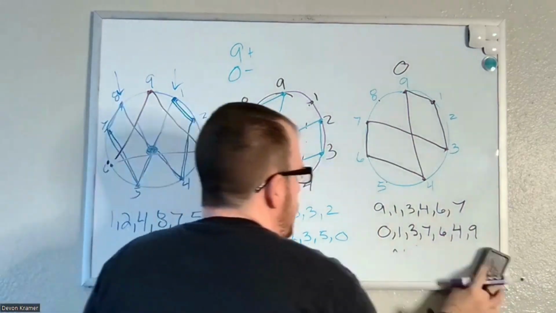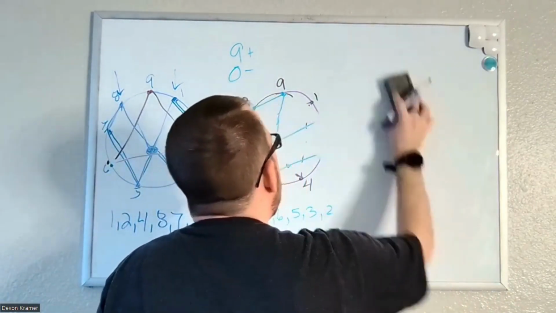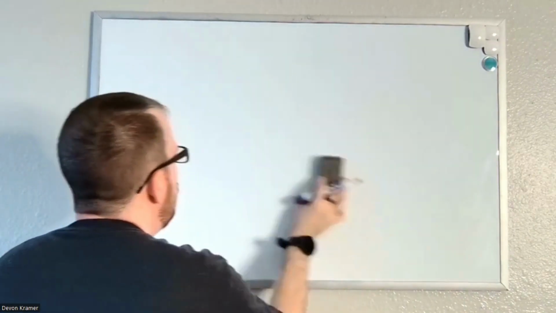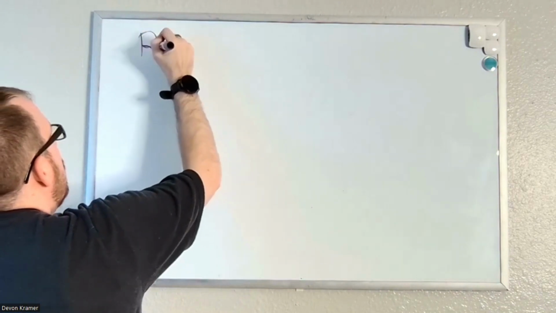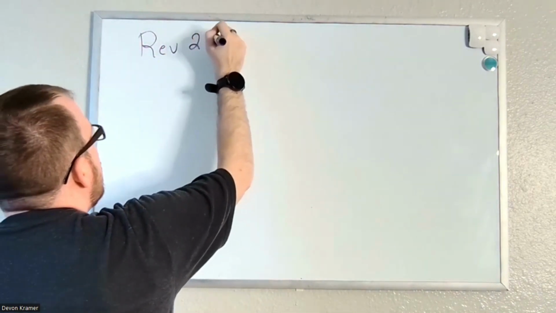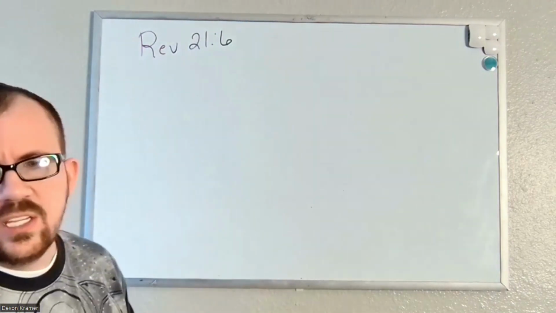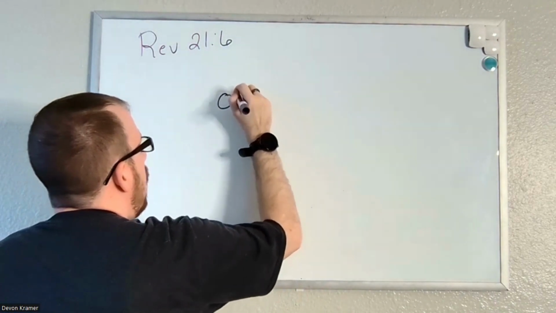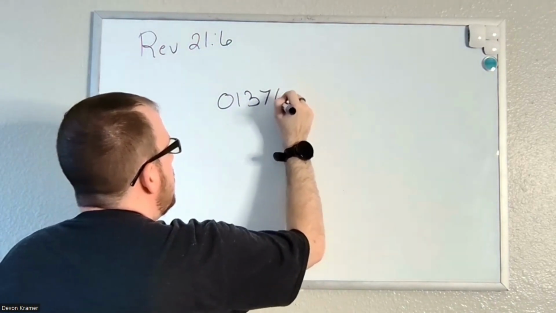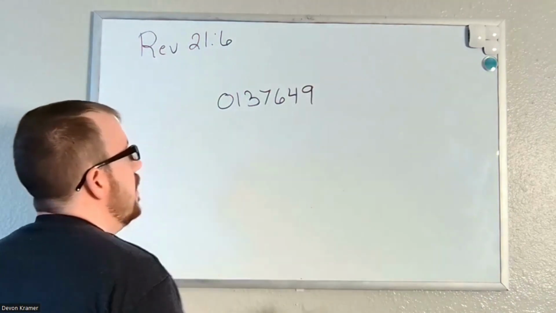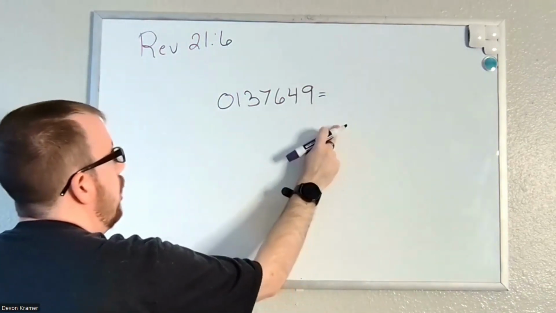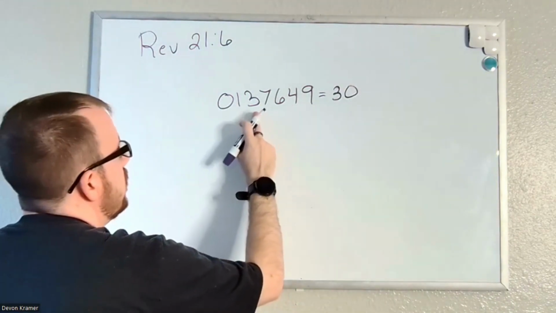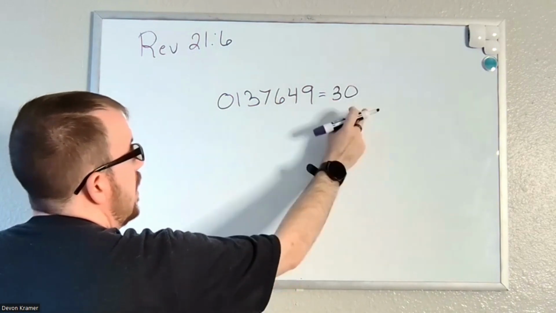Okay. Now, what is going to be really amazing is when you see the power of what was being said in Revelations 21:6. So again, we go back to Revelations 21:6, which says, I am the Alpha and the Omega, the beginning and the end. Okay, so let's go ahead and do that. We're going to start with 0, 1, 3, 7, 6, 4, and 9. This is referred to as the Alpha. The Alpha is going to be a total of 30 when you add those up. 1 plus 3 plus 7 plus 6 plus 4 plus 9 is going to end up being 30.